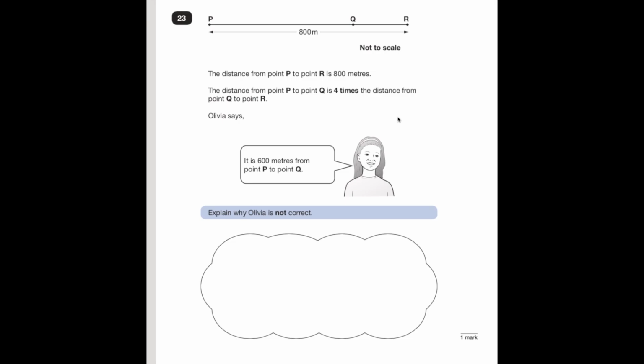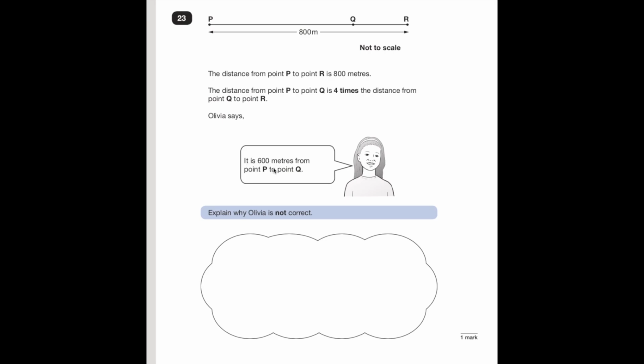Number 23. The distance from point P to point R is 800 meters. The distance from point P to point Q is 4 times the distance from point Q to point R. Olivia says it's 600 meters from point P to point Q. Explain why she is not correct. It's only 1 mark, this question, so I wouldn't go into a huge amount of detail trying to work out the distance between Q and R, etc., and P and Q.